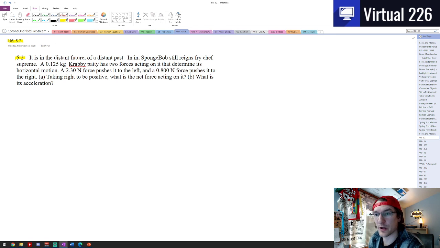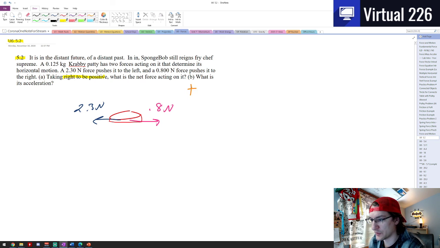Okay, so let's just draw a picture. Here's a Krabby Patty, whooshing. Looks like a hockey puck. It's got two forces acting on it. A 2.3 Newton force pushes it to the left, so something's pushing it to the left. And a 0.8 Newton force pushes it to the right. We're going to take right to be positive, so this direction's positive, this direction's negative. What's the net force acting on it, and what's its acceleration?